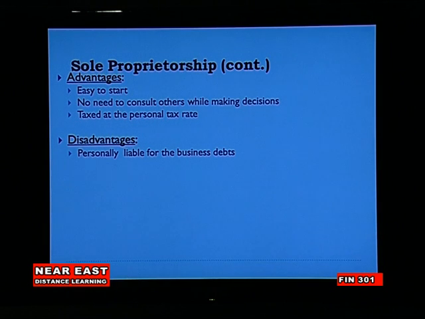Now, what are the advantages and disadvantages of this type? In this type, the procedures are not complex, they are very easy. For that reason, it is easy to start your business. Also, it is easy to make your decisions. And the tax is at the personal tax rate. That means the owner will pay the tax on his profit, not the company, because there is no separation between the owner and the company.